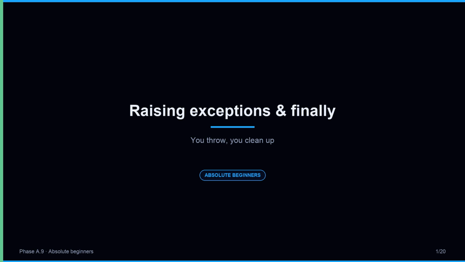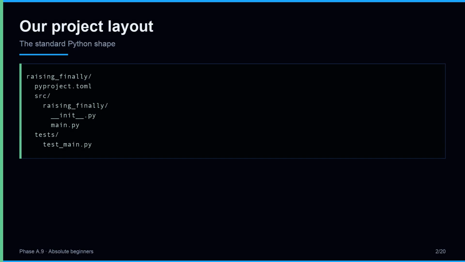We also meet the else block, which runs only when the try succeeded. Together these four keywords, try, except, else, finally, give you complete control over what your program does when things go right and when they go wrong. Four keywords, full control. Here is the project for this lesson.